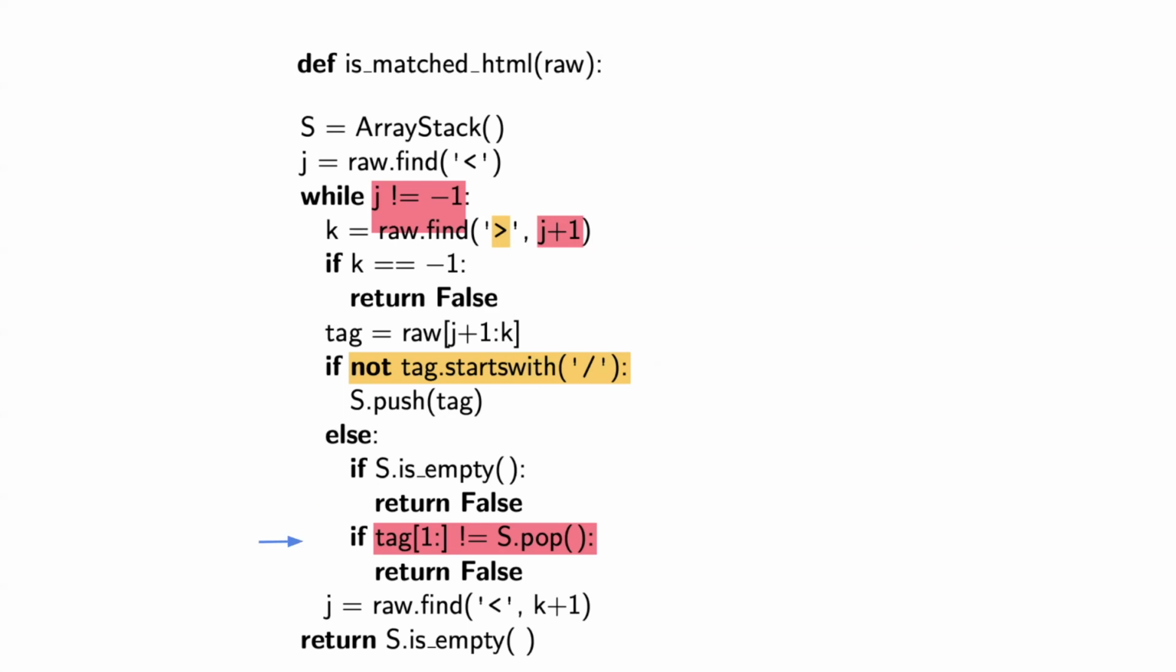But if there is a match, the detective compares the two tag names, without the slash, to see if they're partners in crime. If they're not, false it is. Finally, after checking all the tags, if the stack is empty, it means all the opening tags had their closing buddies, so the function shouts, true.